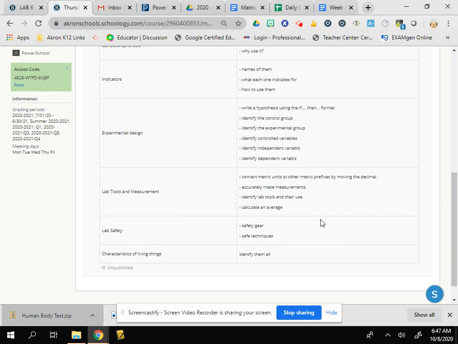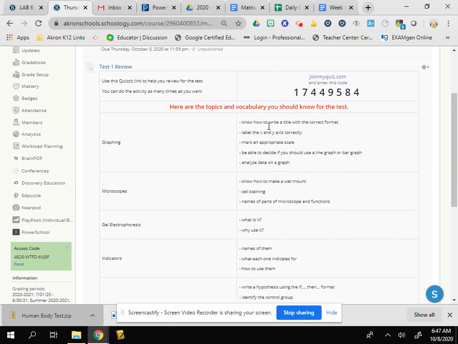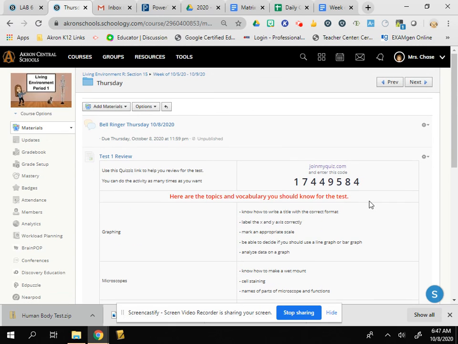So that's the general review list. I would go through and make sure you understand all of those topics so that you're well prepared for tomorrow's test. But like I said, the quizzes you can do multiple times. It'll give you an idea of the types of questions you might get asked. They won't be exactly the same, but they'll be very similar.